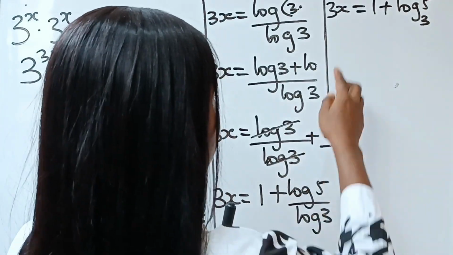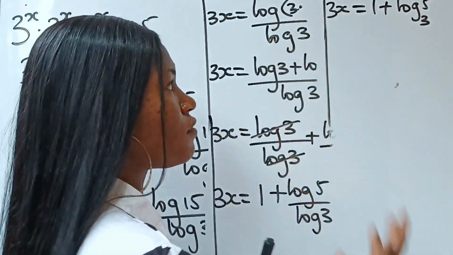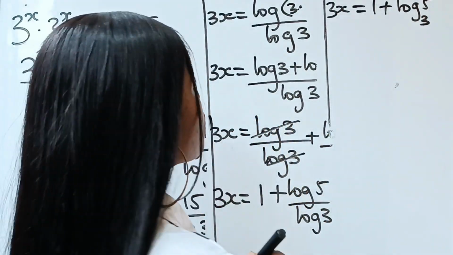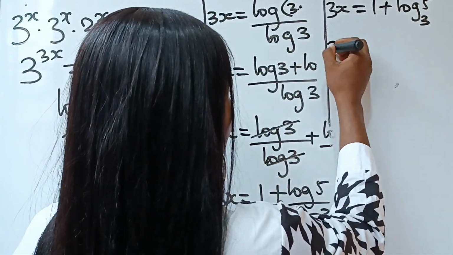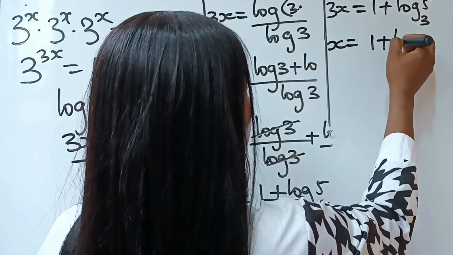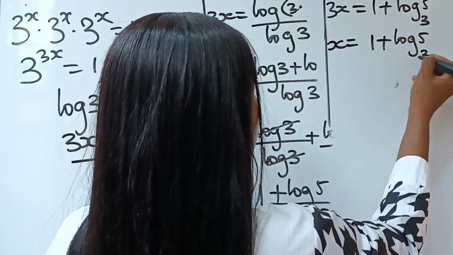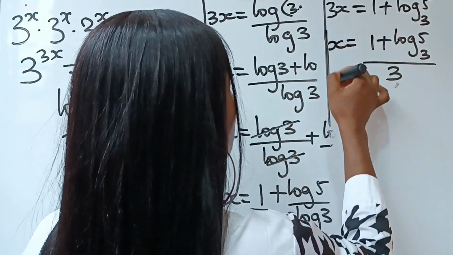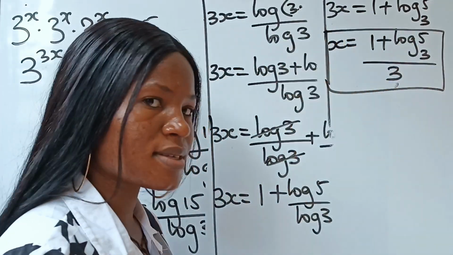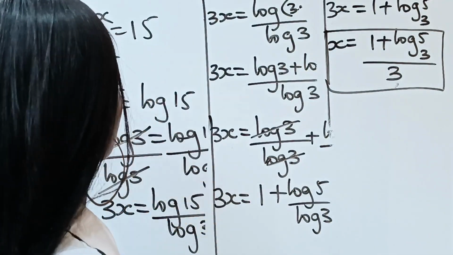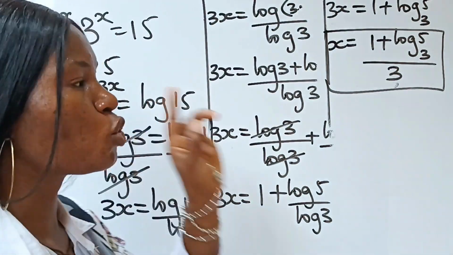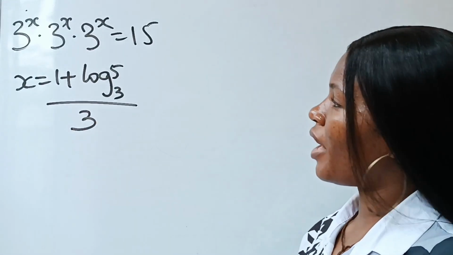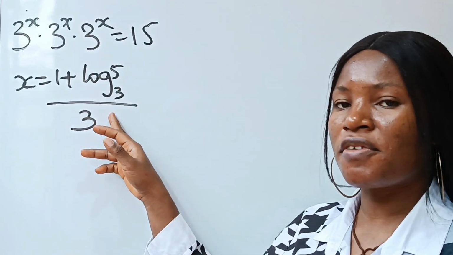But recall that we are looking for the value of x and not the value of 3x. Therefore we are going to divide through by 3. So when we do that, we have x is equal to 1 plus log 5 base 3, everything divided by 3. Now this is the simplest form of our x. So it's time to substitute it into this particular equation to prove that the answer is correct.